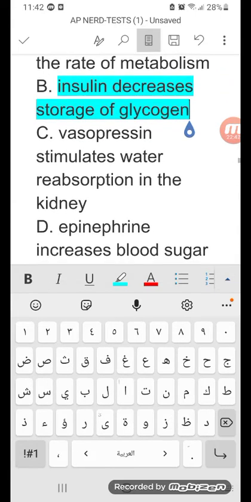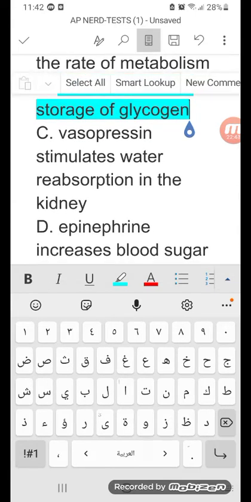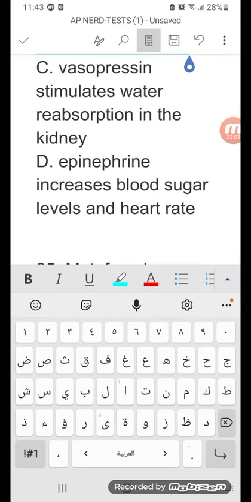Let's go to vasopressin. Vasopressin works at the kidney with angiotensin 1 and angiotensin 2. In case of lower blood pressure, we need to increase blood pressure. One way to bring blood pressure higher is to reabsorb more water. When we reabsorb more water, we bring pressure higher. Another way is vasoconstriction. When we have vasoconstriction, we bring blood pressure up. Epinephrine increases blood sugar levels and heart rate.